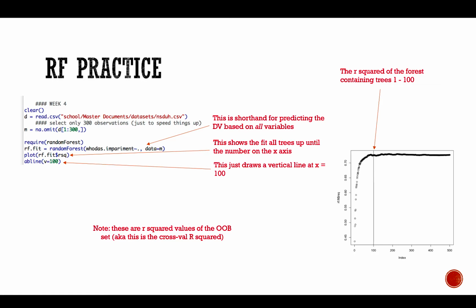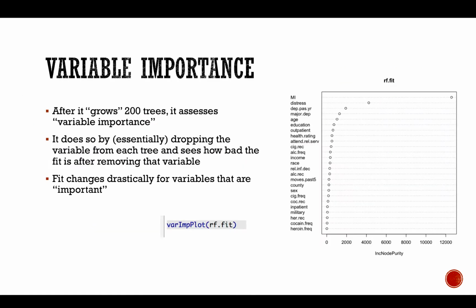So that gets us to the idea of variable importance. So after random forest grows 200 trees or 500 trees or 1,000 trees or whatever it grows, it can then assess variable importance. And it does so, and I'm going to oversimplify things, there's actually lots of different measures of variable importance. But essentially, one way of assessing variable importance is to drop the variables from each tree and then run people through that same tree without that particular variable and see how much worse the fit gets when you omit that variable. And that's the essential idea behind it.